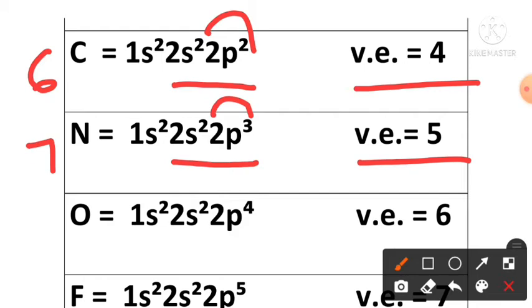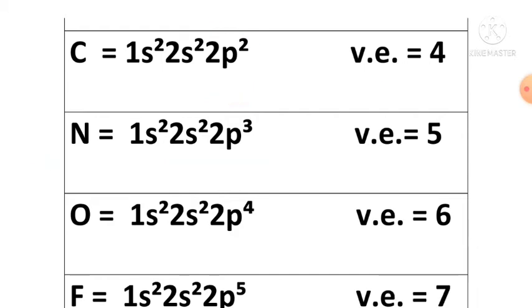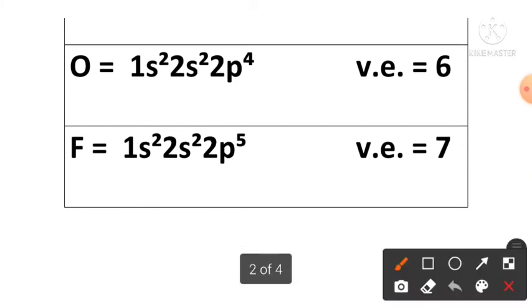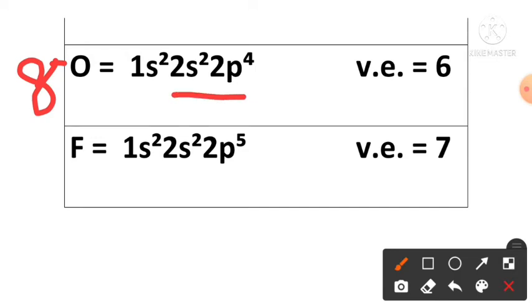In this way, we easily derive the valence electron from any electronic configuration of an element. Now we see the next element, oxygen. Here we know that Z of oxygen is 8. So we write its electronic configuration 1s2, 2s2, 2p4. Now its outermost shell is 2s2 and 2p4, and the number of electrons present in it is 2 and 4. That means valence electron is 6.